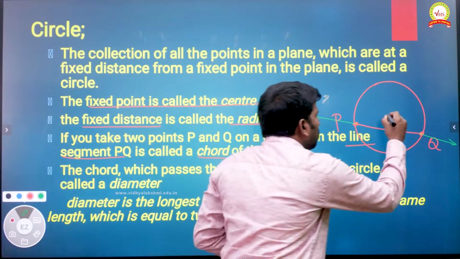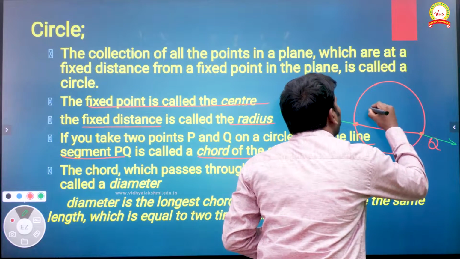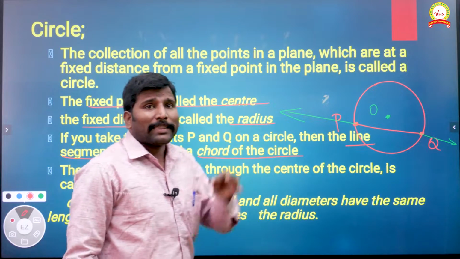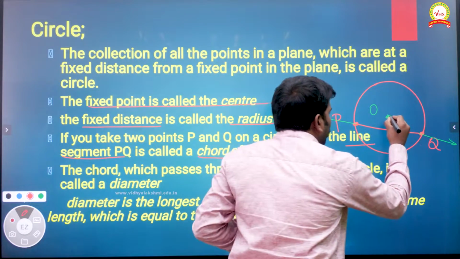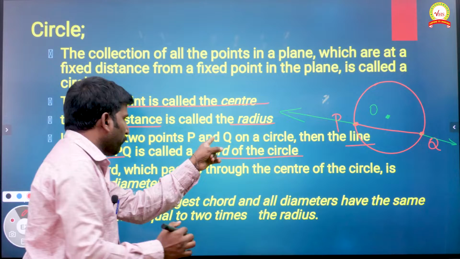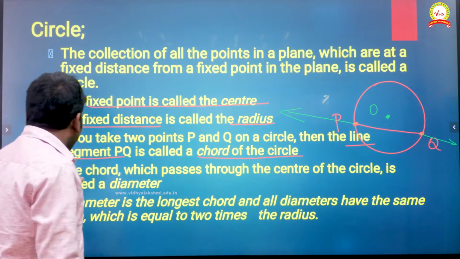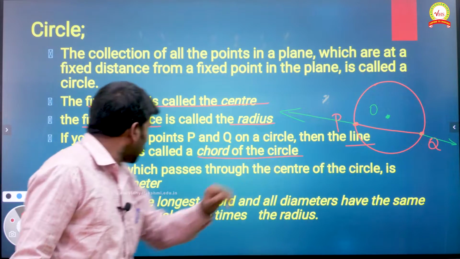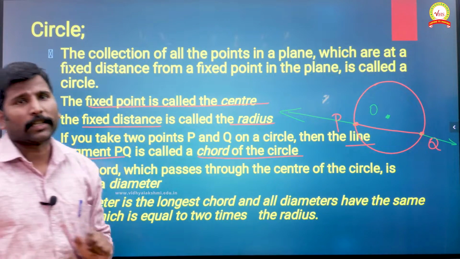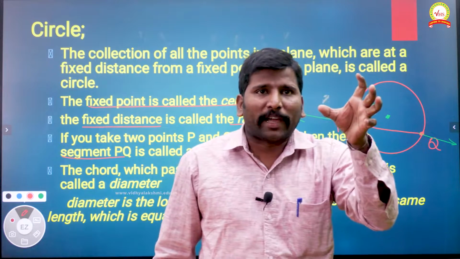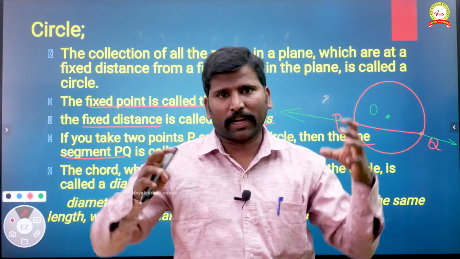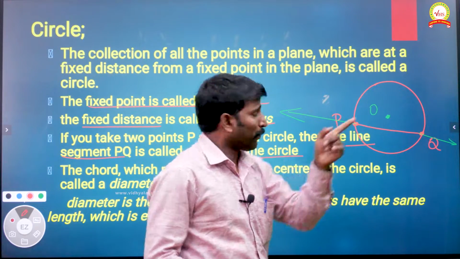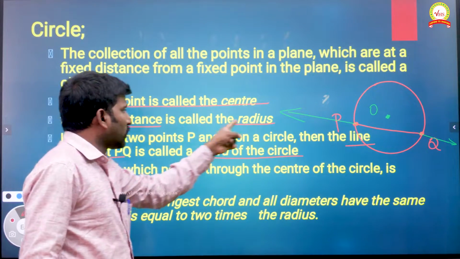Next, the chord which passes through center of circle. So, we have a center point O. Suppose the chord in the sense like I said which have 2 points on the circle. The chord which passes through the center of circle is called diameter. If you taking the P point, Q point on the circle only we are taking. On the circle, center point la onda on the circle radius already naam paathitom. See, we saw the fixed distance is called the radius.